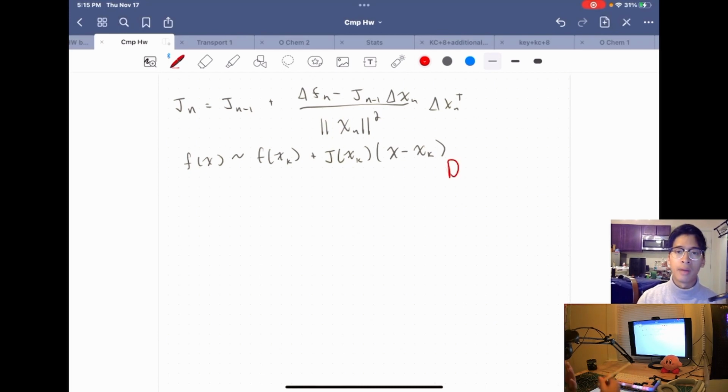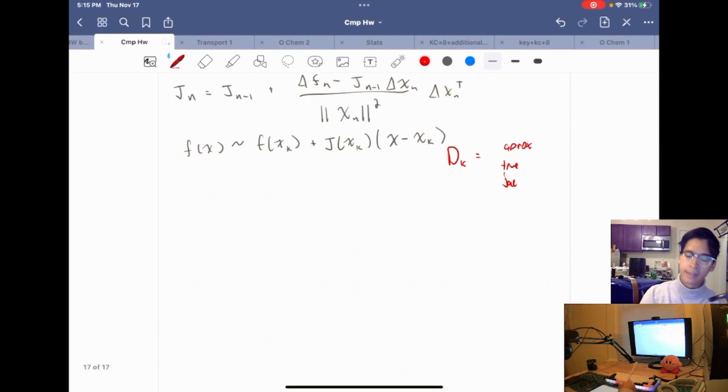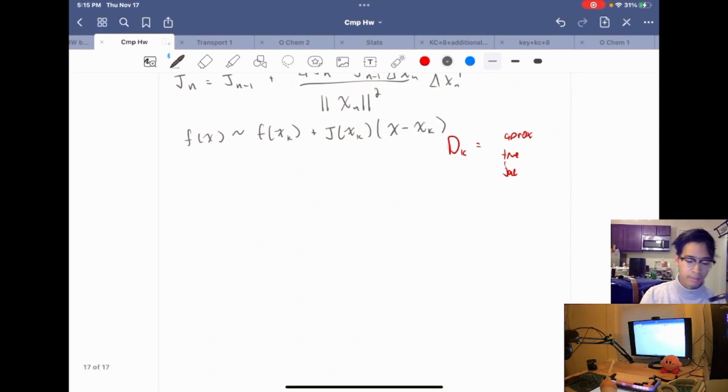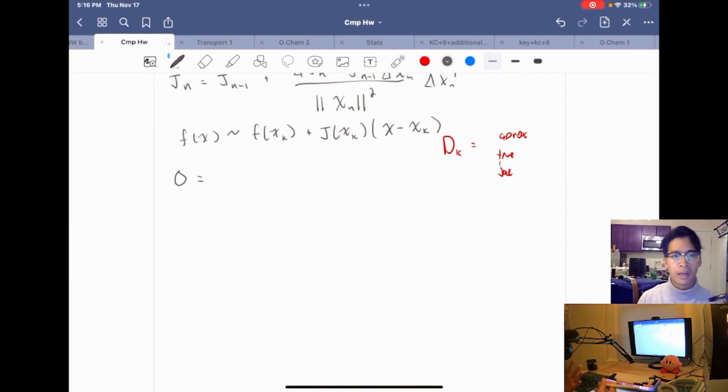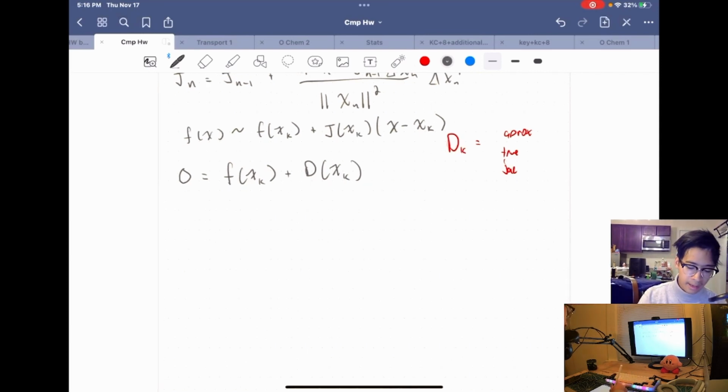In Broyden's method, we approximate the Jacobian, so we'll call this D of k, the approximation to the true Jacobian for step k. So we're root solving here, so we would like to find when the function is equal to 0. This equals f of x at some position k, plus the approximation of the Jacobian evaluated at x at some position k, multiplied by, at this point I'll call this delta x, some exploratory step in the x direction.